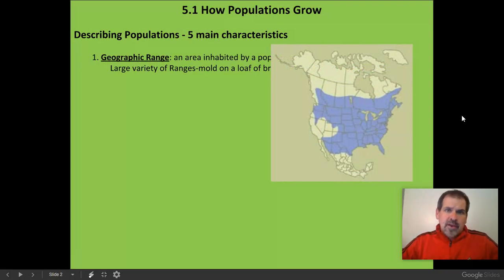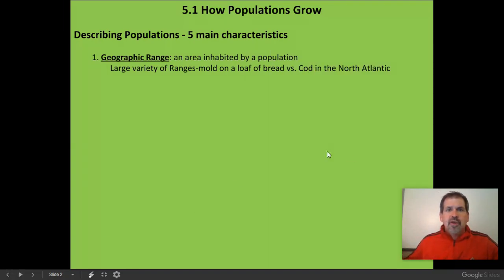Section 5.1, how populations grow. We describe populations really with 5 characteristics. So we're going to talk about 5 main characteristics that we use to describe populations. The first one is geographic range. Now, the range is how large of an area a population occupies.